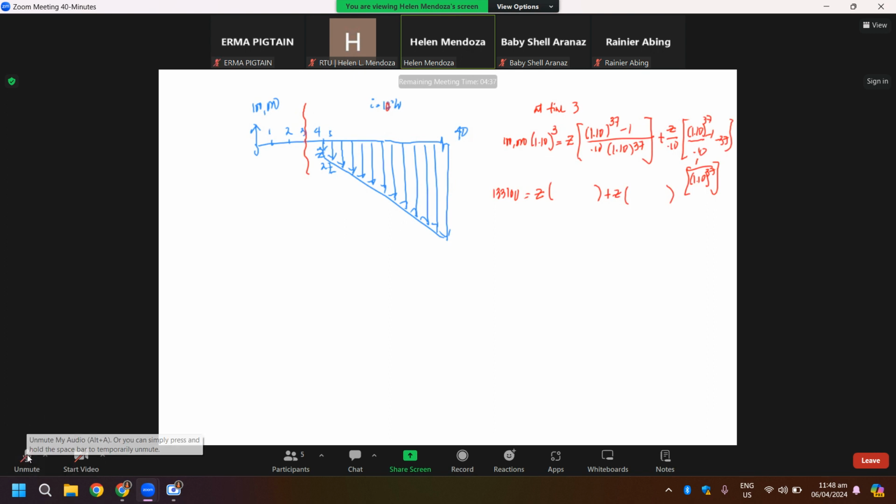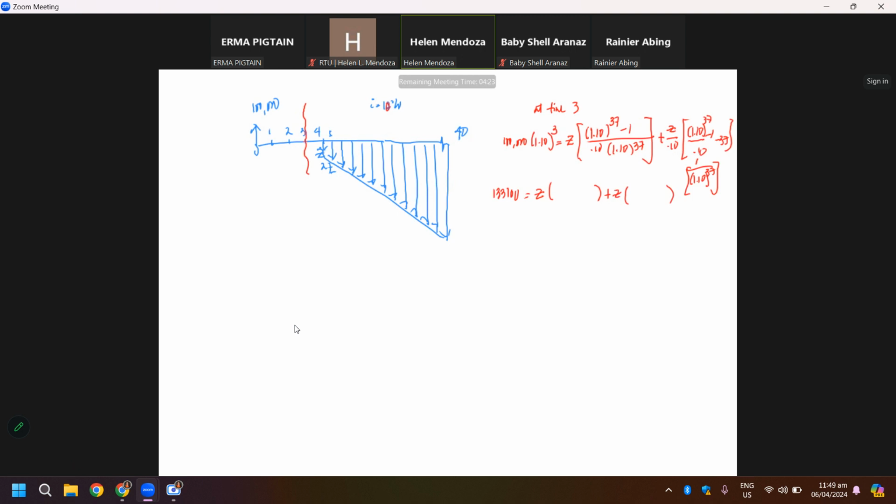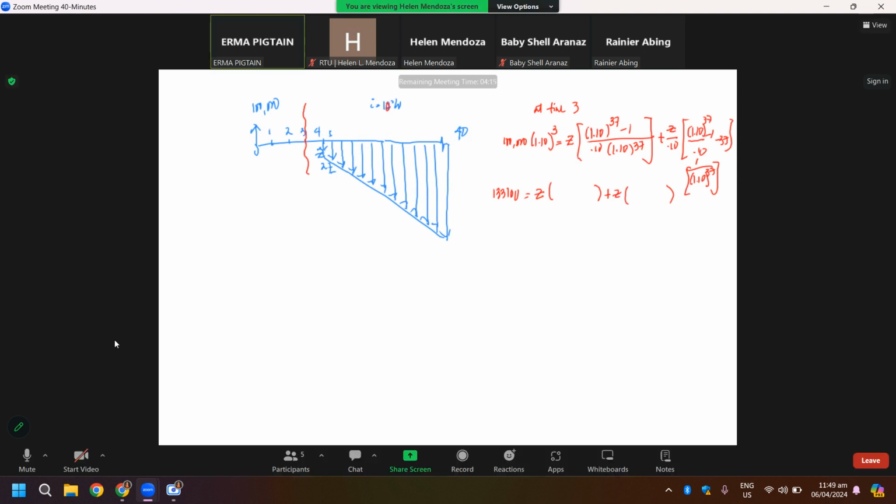Nakuha mo na, Sir Abing? Wait lang po, ma'am. 9.71. Bali, ano po siya eh, 1.1 raised to the 37 minus 1, tapos po divided by 0.1. Tapos minus 37 po. 9.71, di ba? Opo, 9.71 po. Okay. Hintayin na lang natin si Ma'am Aranyas.